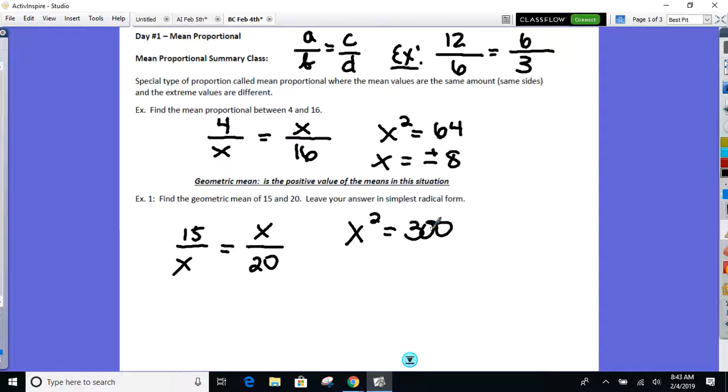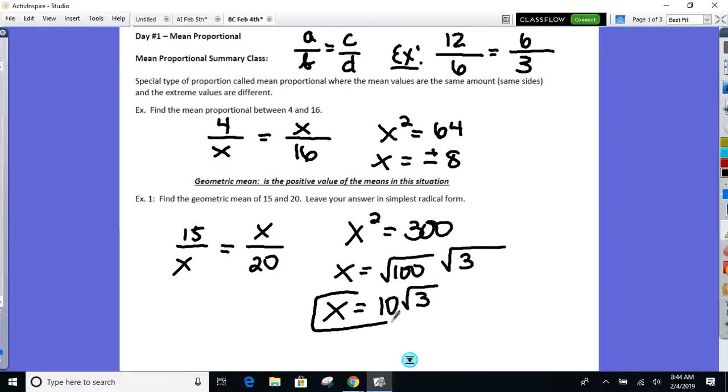Let's break down 300. Some of us still had a couple issues on the unit tests, breaking down the number underneath the radical. Most of us did a nice job, though. Biggest perfect square that goes into 300: 100 times 3. So my geometric mean here will be 10, not plus or minus anymore, because for the geometric mean, I'm looking for the positive value, right? So 10 radical 3. If I ask for the mean proportional, yes, it would be plus or minus. But if I ask for the geometric mean, I'm just looking for the positive version.